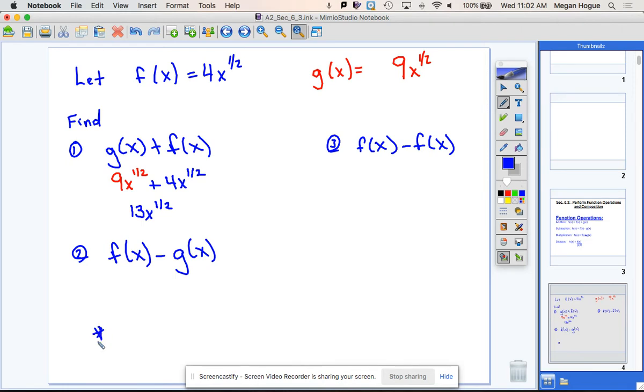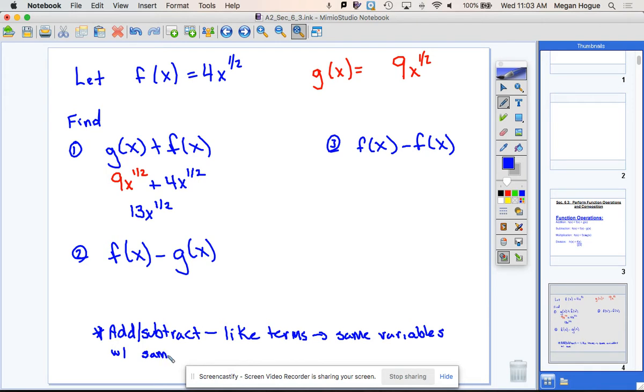So maybe off to the side, maybe you do it on the margin here. You might want to remind yourselves that to add or subtract, and maybe you don't need it, maybe you don't have to write this down. That's up to you. You have to have like terms, which means the same variables with the same exponents. And when you add them, you keep the exponents.